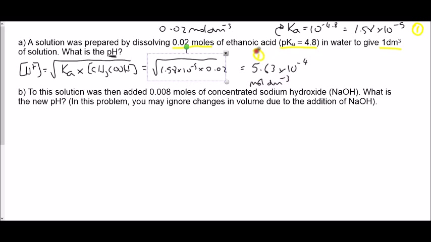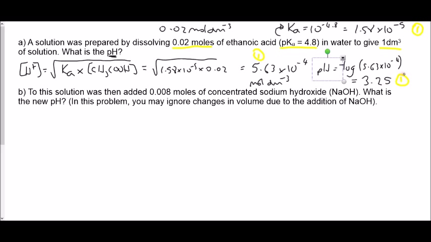Again, we'll get 1 mark here. Final step in part A. To get the pH, we're going to do minus log of that number, which gives us a final answer to part A of pH 3.25. And we'll get a mark for that answer as well.